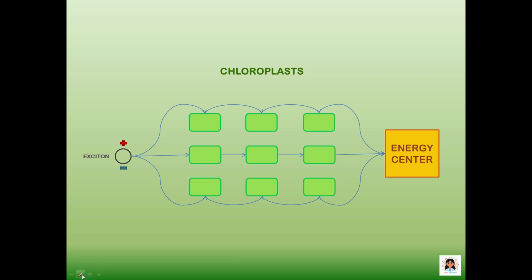This exciton takes every possible path, even the paths that lead it to become lost somewhere. But most of the time, when it takes all these paths, it takes the right path too, right? There are hundreds and thousands of right paths to the energy center, and again, thousands of paths to the wrong energy center. But there is a 99.9% chance that it reaches the energy center through this method.